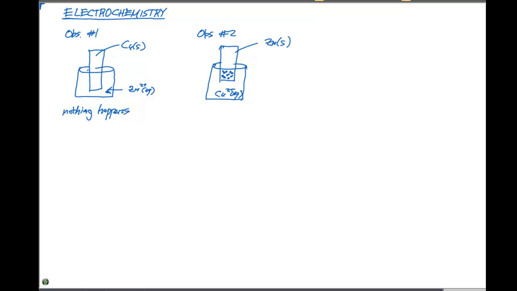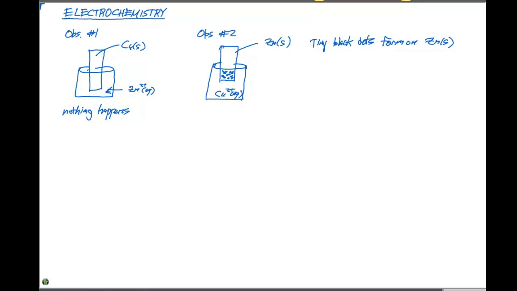And the more time we allow to go by, the more of these dots are going to start forming. And they start growing on the zinc metal. So observation number 2 is that tiny black dots form on the zinc solid surface. So we have to figure out exactly why these black dots are forming and come up with a theory explaining what is happening here.